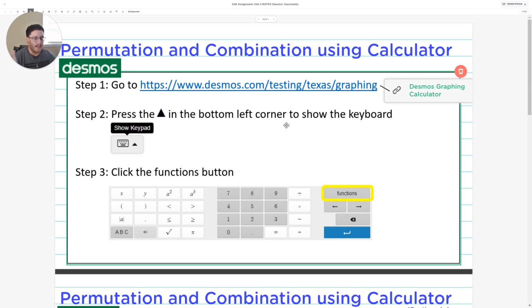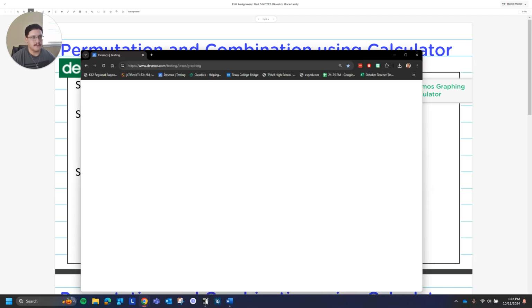Okay, so again, permutations means order matters. Combinations mean order does not matter. We're going to go through the calculations using the calculator. There is a formula to follow, but for our class, we're going to be just using the calculator to get the answers. So I'm going to show you all 2 calculators, the Desmos calculator and the TI-84.